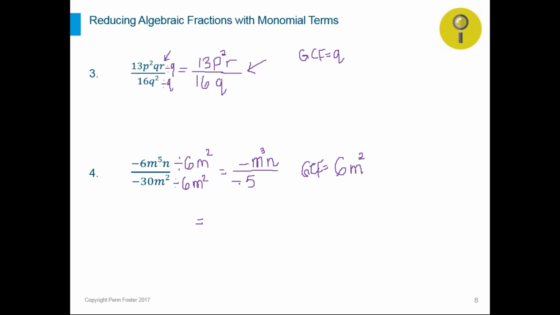Now, negative 1 over negative 5 is a positive value. So I can just cancel out those signs and rewrite my answer as m to the 3rd n over 5. Any question?